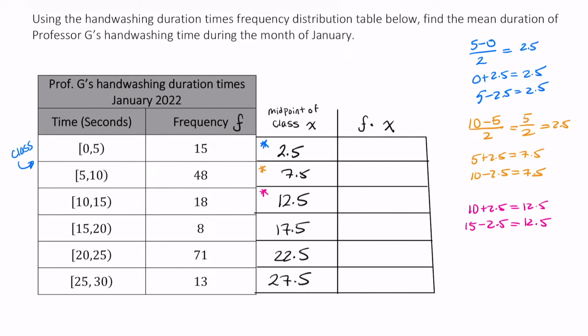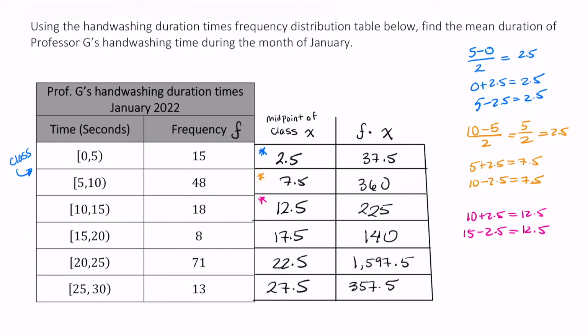So next, go ahead and multiply the frequency by this class midpoint. I'll do the first one for you. So 15 times 2.5, that equals 37.5. Take a moment and do that for the remainder of each class.